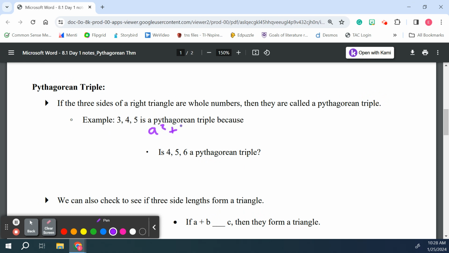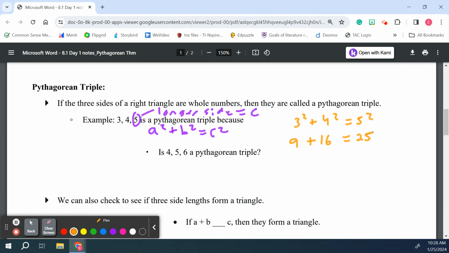remember, if we're using a squared plus b squared equals c squared, one thing we will know is that the larger value is always the longer side. That automatically makes it our c value. The hypotenuse is always longer than the 2 legs, okay? So if I do 3 squared plus 4 squared, I'm seeing if that equals 5 squared. This leaves me with 9 plus 16, which leaves me with 25.